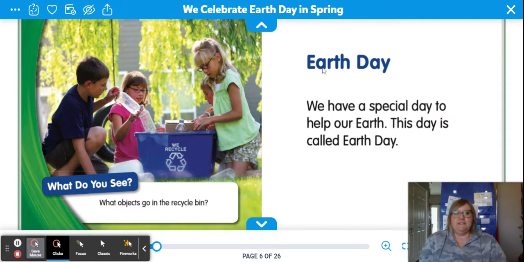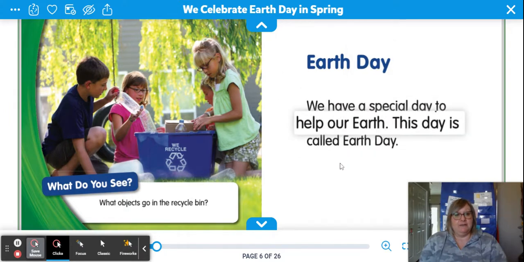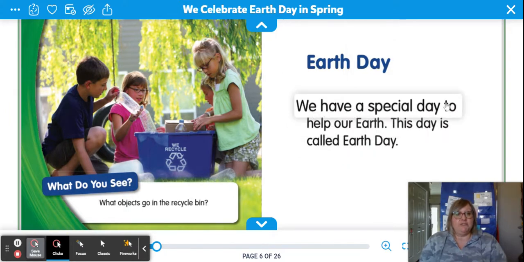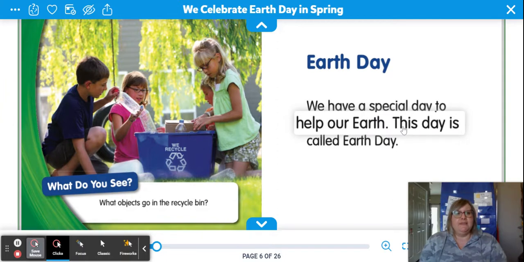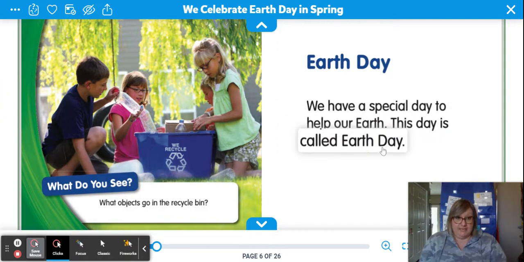Okay. Now, this has a lot of writing on it, boys and girls. I am going to say that you want to start with the heading, because the heading I see here is Earth Day. So now I know that we're getting into the information about Earth Day and I'm going to learn some new facts. So I want to read the heading and then I want to read the text in the middle of the page. We have a special day to help our Earth. This day is called Earth Day.